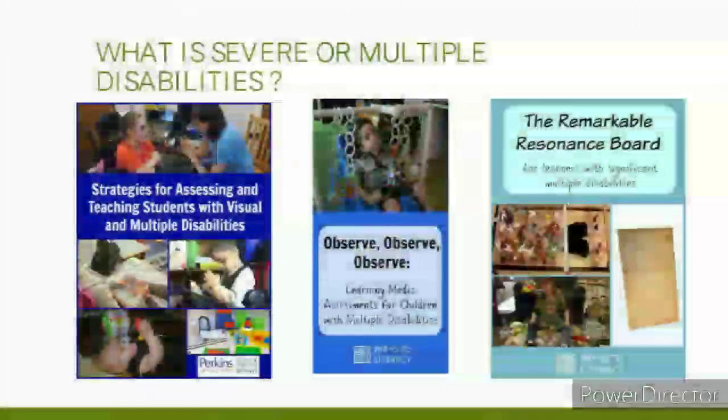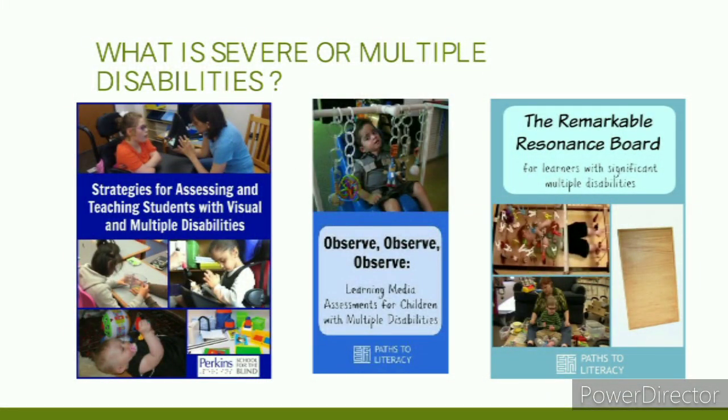What is severe or multiple disabilities? Multiple disabilities means a student has more than one serious disability, which may affect mobility, behavior, emotion, or sensory abilities. Some characteristic challenges of individuals with severe multiple impairments are limited communication or speech impairments, and problems with physical mobility.